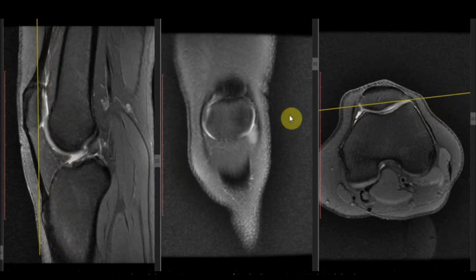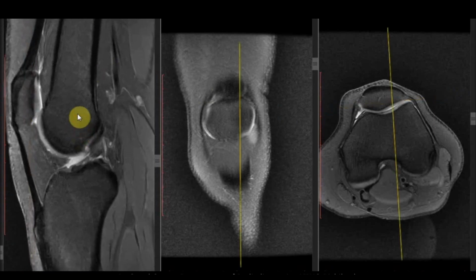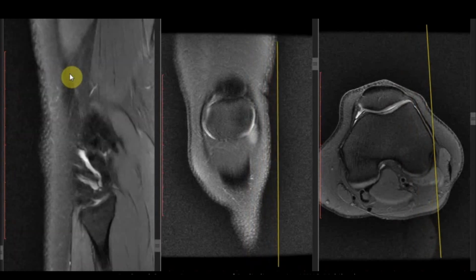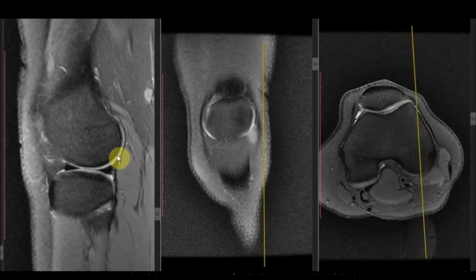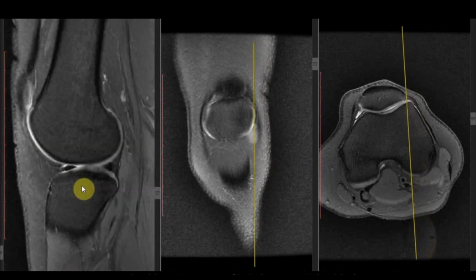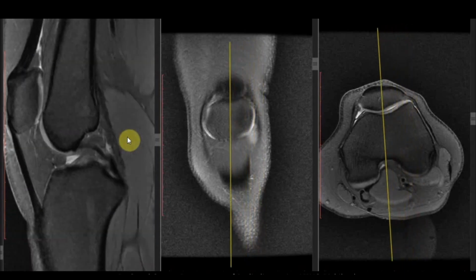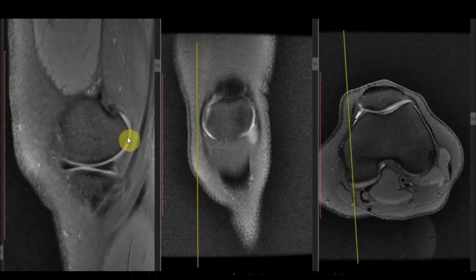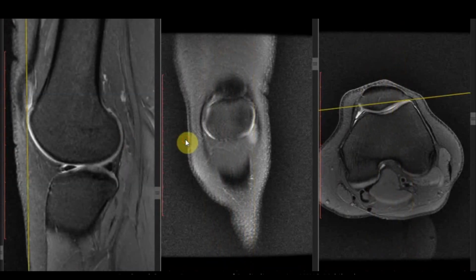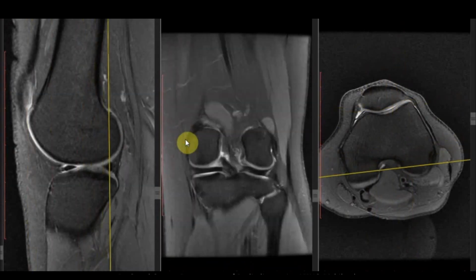Then we should look for the articular cartilage. So as I have already said, for articular cartilage, proton density fast spin echo sequence is the best sequence. So here we can see the intermediate signal intensity articular cartilage covering the femoral condyle and the tibial plateau. So we should visualize the articular cartilage along its complete extent from anterior to posterior. We should assess the articular cartilage of both the femoral condyles and both the tibial plateaus.